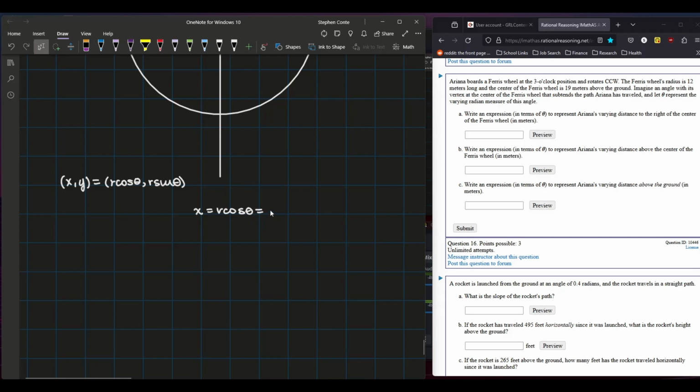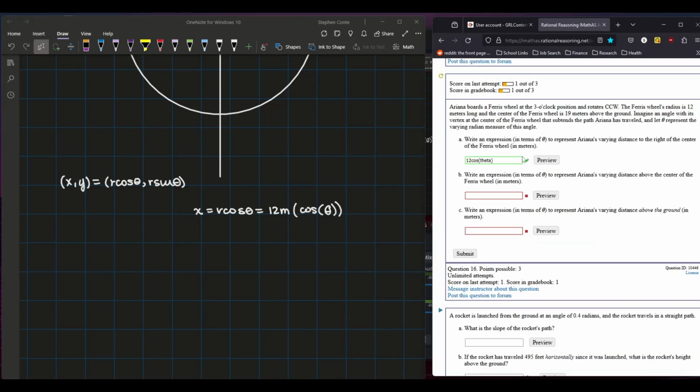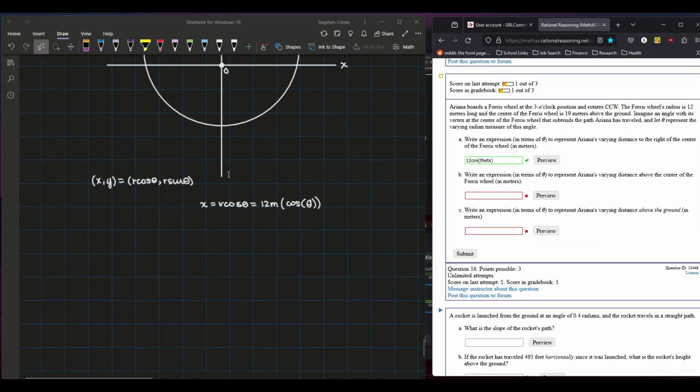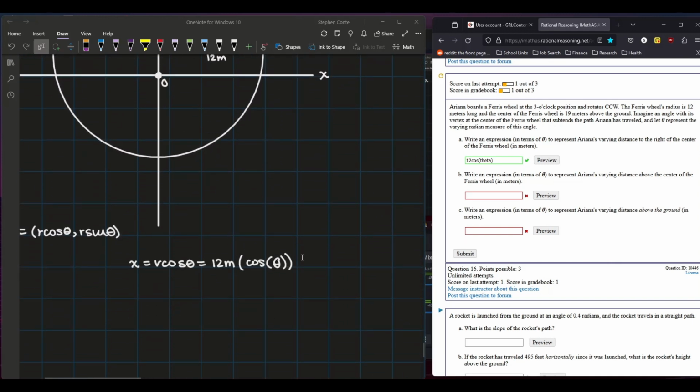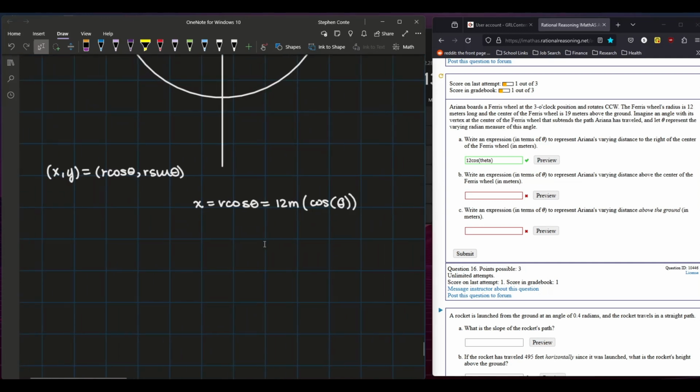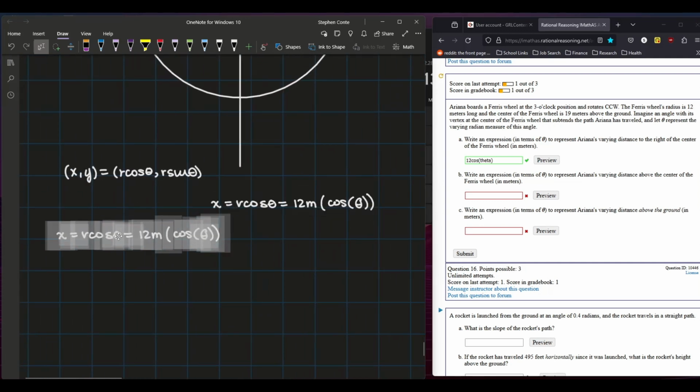So we're just going to plug in. Our radius is 12 meters times the cosine of theta. We're told to write an expression in terms of theta, so I don't actually have a value to plug in for theta. So really this answer should just be 12 cosine of theta. Maybe this isn't obvious, and you might think, why don't I add 19 to that? But I'm just talking about an x value. So this is the answer for A.